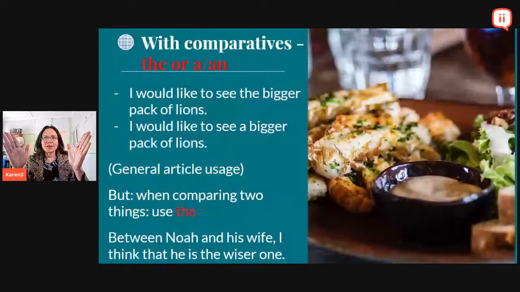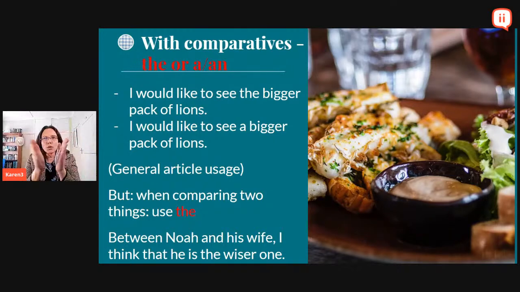With comparatives, you use the or a/an. Okay. So here you take the normal rules of English. I'd like to see the bigger pack of lions. I'm talking about a very specific pack of lions, a very specific pride of lions, okay? Then I would like to see a bigger pride of lions, a bigger pack of lions. You're asking about any group of lions. You just want to see something that's a bit bigger, okay?